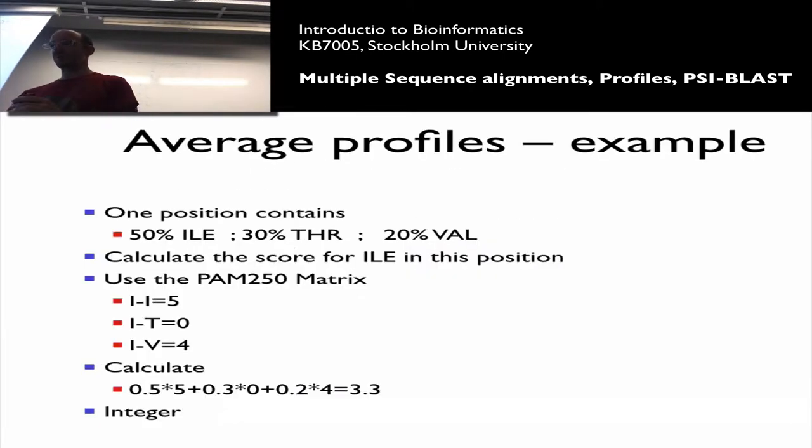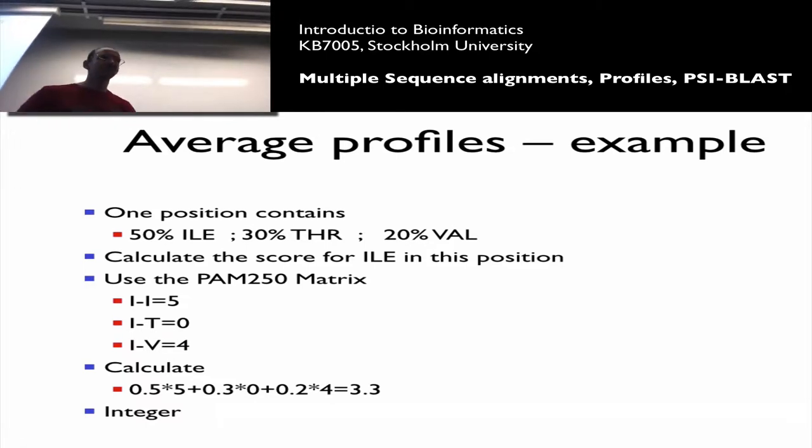So let's go through another example here. Say you have 50% isoleucine, 30% threonine, 20% valine, so you have 10 amino acids, maybe 5 isoleucines, 3 threonines, 2 valines, and you will calculate the score for isoleucine in this position using the PAM 250 matrix. You go look at your matrix: I to I is 5, I to T is 0, I to V is 4 in scores. So the score is 0.5 times 5 plus 0.3 times 0 plus 0.2 times 4 equals 3.3.